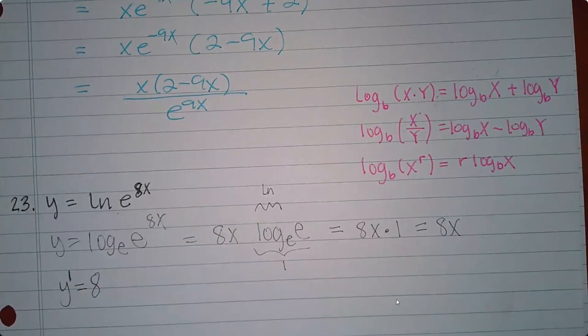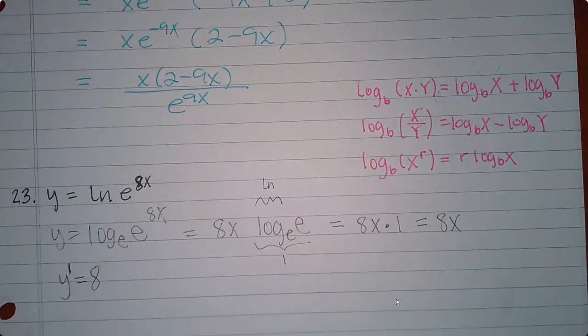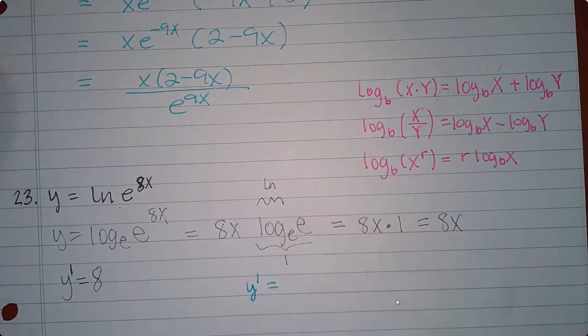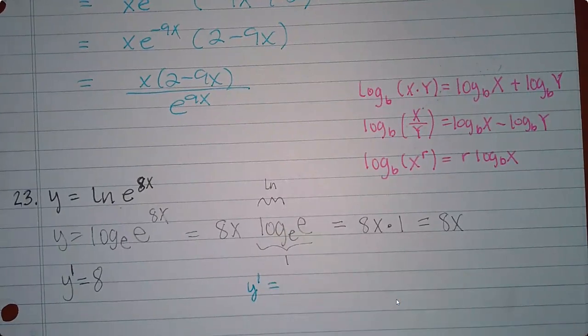Okay. Now, I could have also done it with chain rule. It just would have had a double chain, and I still would have got the answer 8. I feel like using the log property is much easier, but we'll go over it without doing that. So if I wanted to find y prime without using the log property, I see this natural log here. How do you take the derivative of a natural log? What's the derivative of ln of x? Somebody told me earlier.